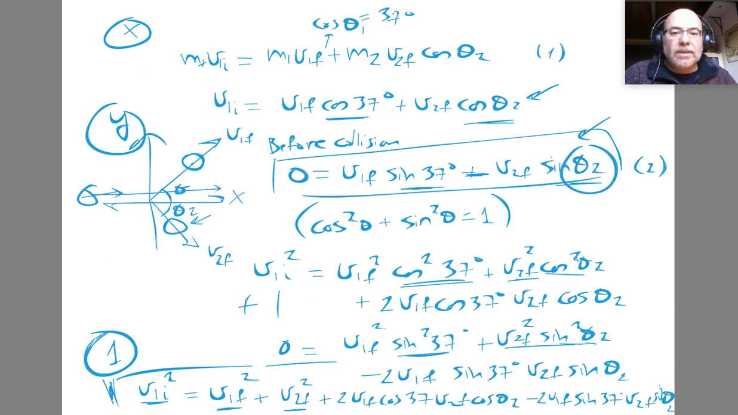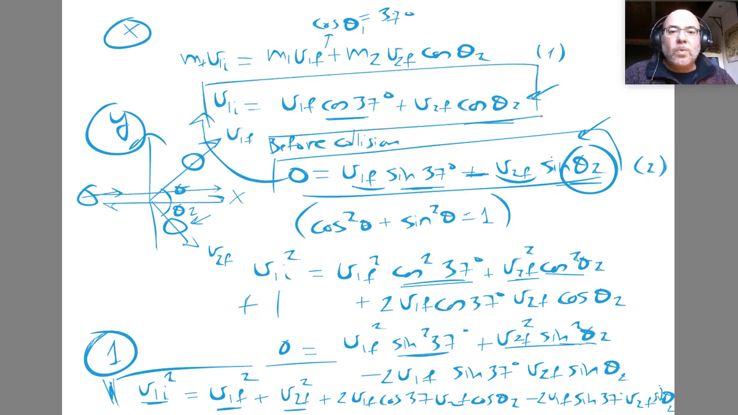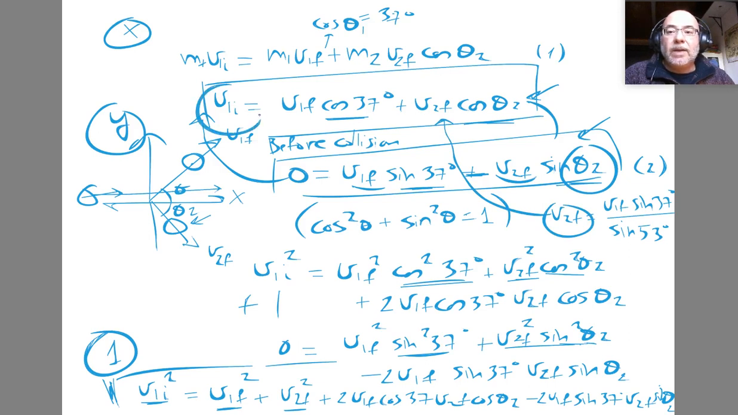Now that we know this, we substitute either V1F or V2F. We can put it down here, right? So here we have a set of two equations. We can use these two. Once we have theta 2, we can change what is V2F. V2F will be equal to V1F sine of 37 divided by sine of 53, right? We change V2F right here, and we get this one.